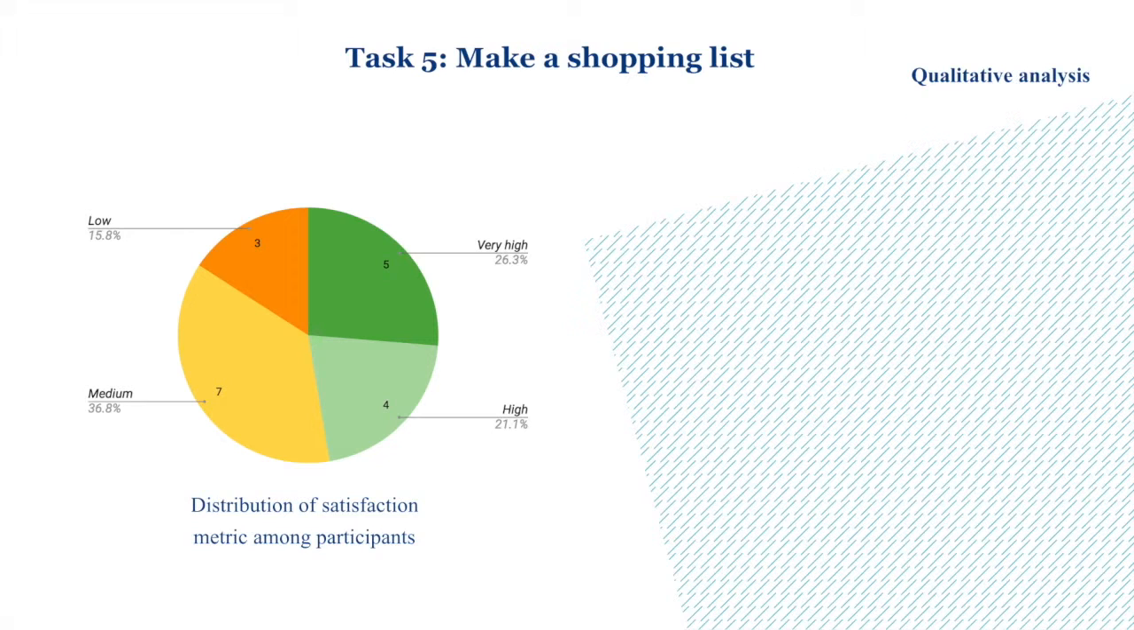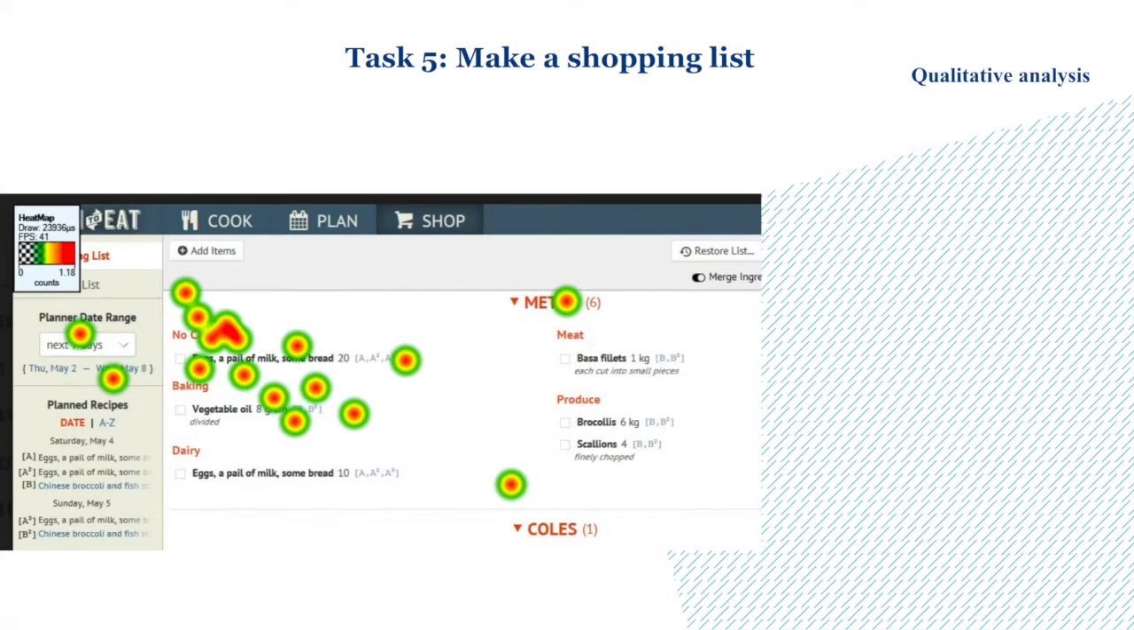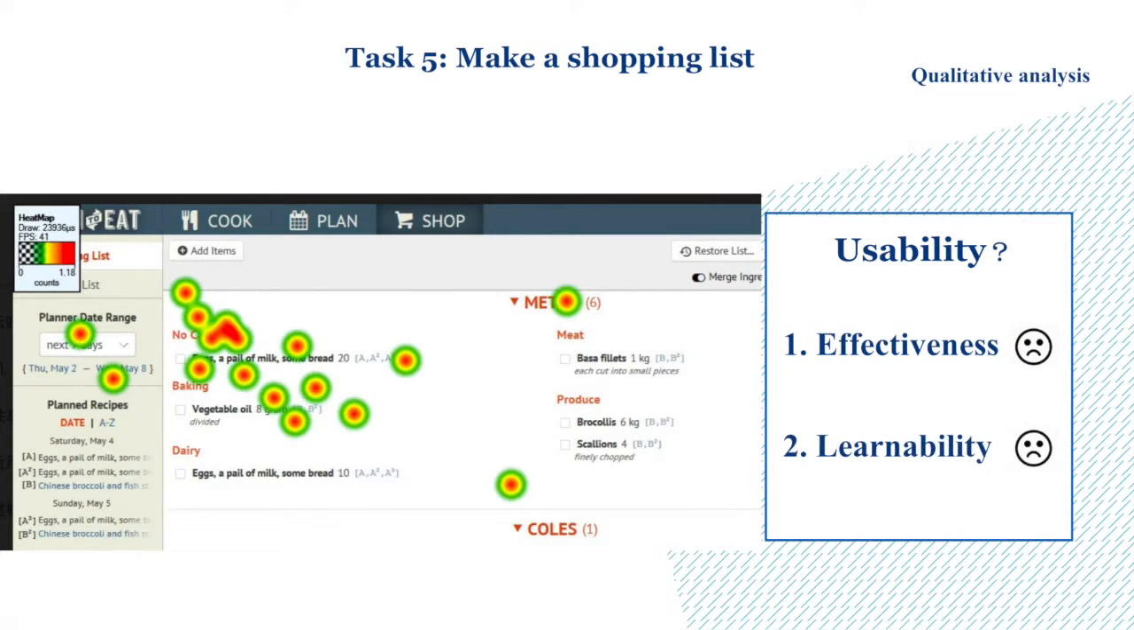Participants said their dissatisfaction is due to the small size of the Add Item button, which can also be proved by this heat map, where users cannot find the button at first. It indicates bad effectiveness and bad learnability of the website. Consequently, participants thought this issue can be addressed by enlarging its size, changing its position to the center of the page, or changing its color.